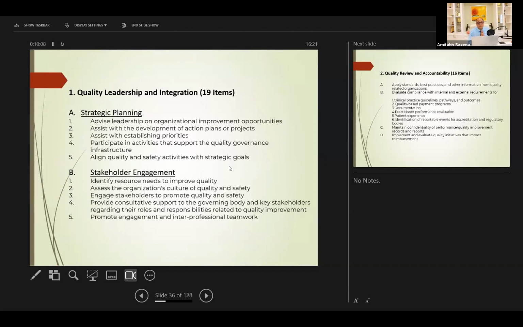Okay, so now let me first dwell upon the first module, quality leadership and integration. As a certified professional in healthcare quality, you are supposed to advise the senior leadership to integrate quality in your strategic objectives. Every healthcare institute, every lab has a vision. Vision means how they would like to see themselves after a certain period of time. For example, by 2030, my hospital has a vision to become the best pediatric hospital in the city.